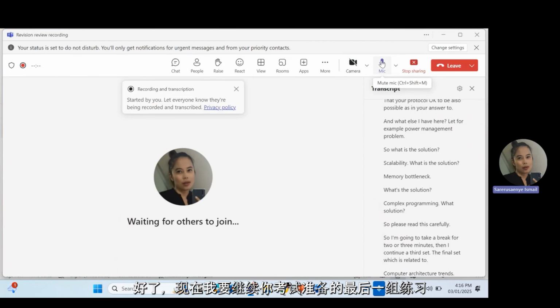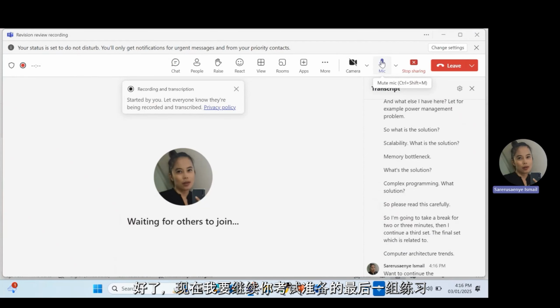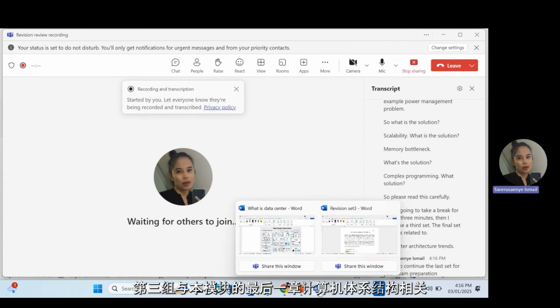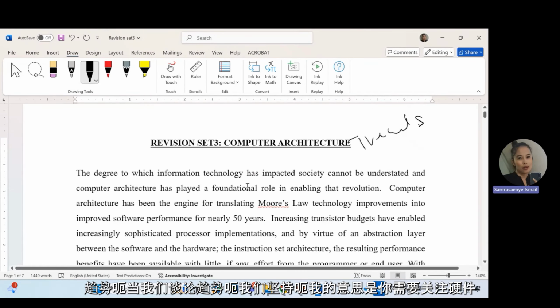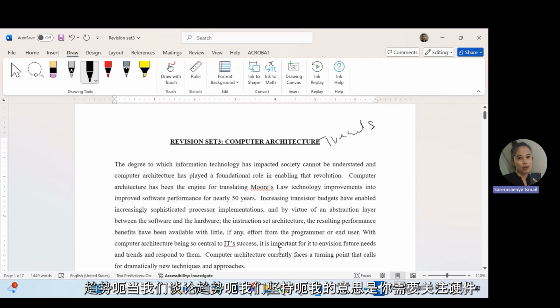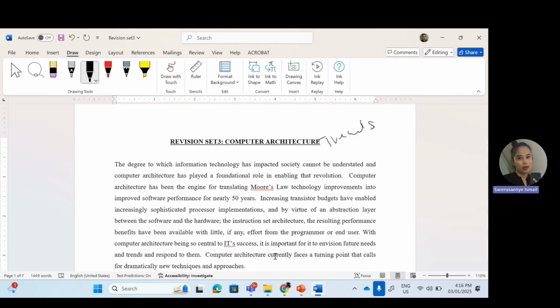All right, now I'm going to continue with the last set for your exam preparation. Set 3 is related to the final chapter of this module, computer architecture trends. When we talk about the trends, you need to focus on the hardware and the software, right? The hardware and software, because we have questions about this too.